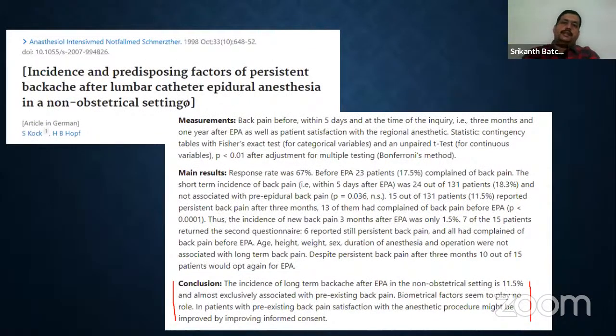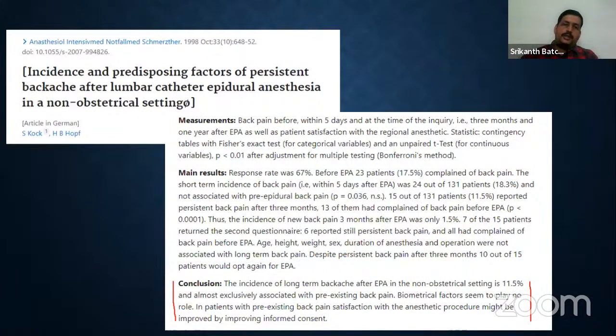And then there is this other 1-year follow-up study, which was done with epidural anesthesia. In this study, if we come to the conclusion, the incidence of long-term backache after epidural anesthesia in a non-obstetrical setting is 11.5%, which is obviously higher than with spinal anesthesia because of the larger epidural needle we use and the time taken to finish the procedure compared to spinal anesthesia, and it is almost exclusively associated with pre-existing back pain. So biometrical factors seem to play no role.